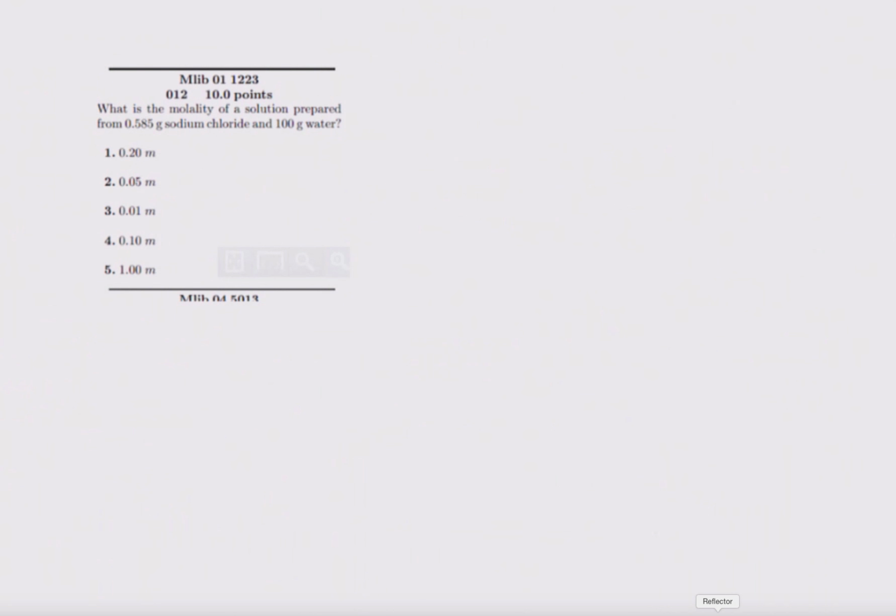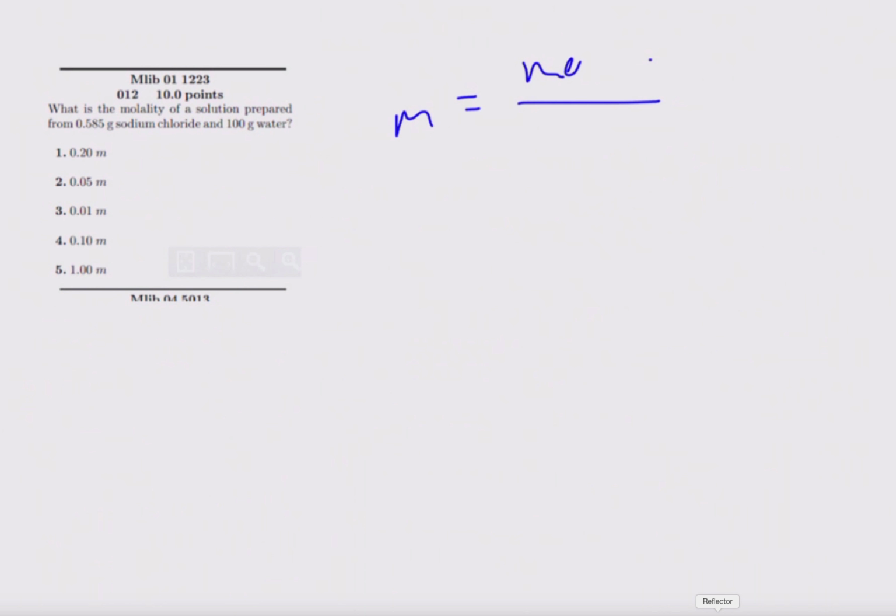What is the molality of a solution prepared from 0.585 grams of sodium chloride with 100 grams of water? So the molality, little m, is moles of solute divided by kilograms of solvent.